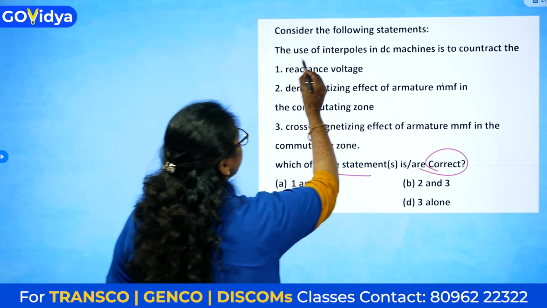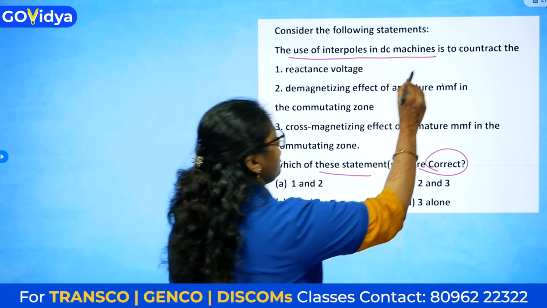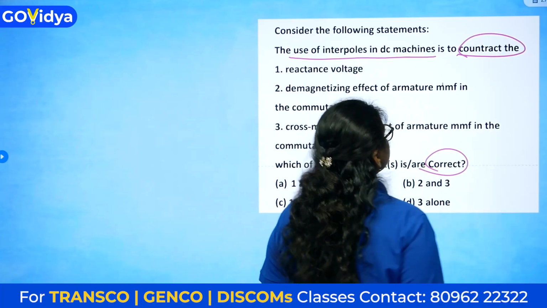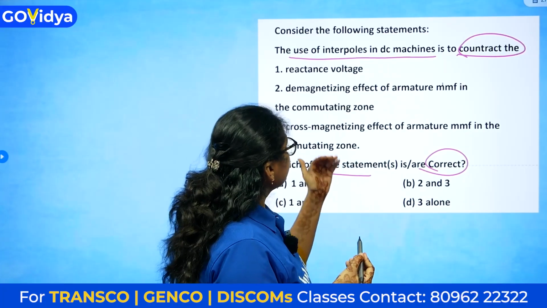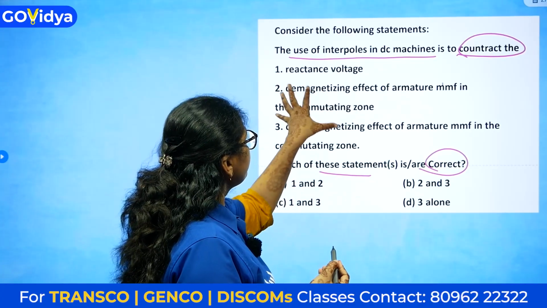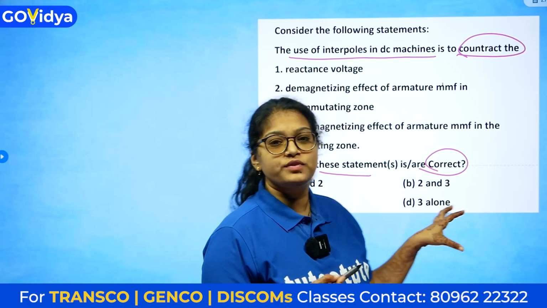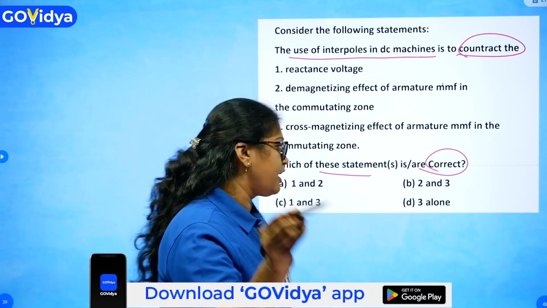So the use of interpoles in DC machines we have to know. Then what is the counteract? How to counteract it? Nothing but how to neutralize it. Before neutralizing with the help of the interpoles, we have to know what is an interpole and what is the function of the interpole. In general, the interpole is connected in series with the armature winding.